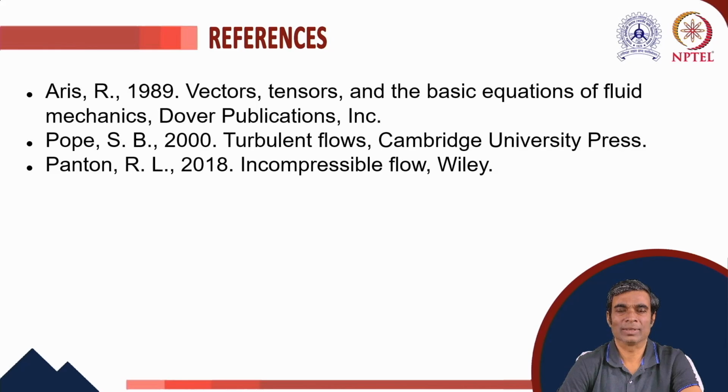So for today's class, the following references I suggest: Rutherford Aris's book, published by Dover Publication. It is titled Vectors, Tensors and the Basic Equations of Fluid Mechanics. Then the appendix of the classic book on turbulence by Stephen B. Pope. I suggest that book. And in the incompressible flow book authored by Panton, there is a chapter where we get discussions on vectors as well as tensors.